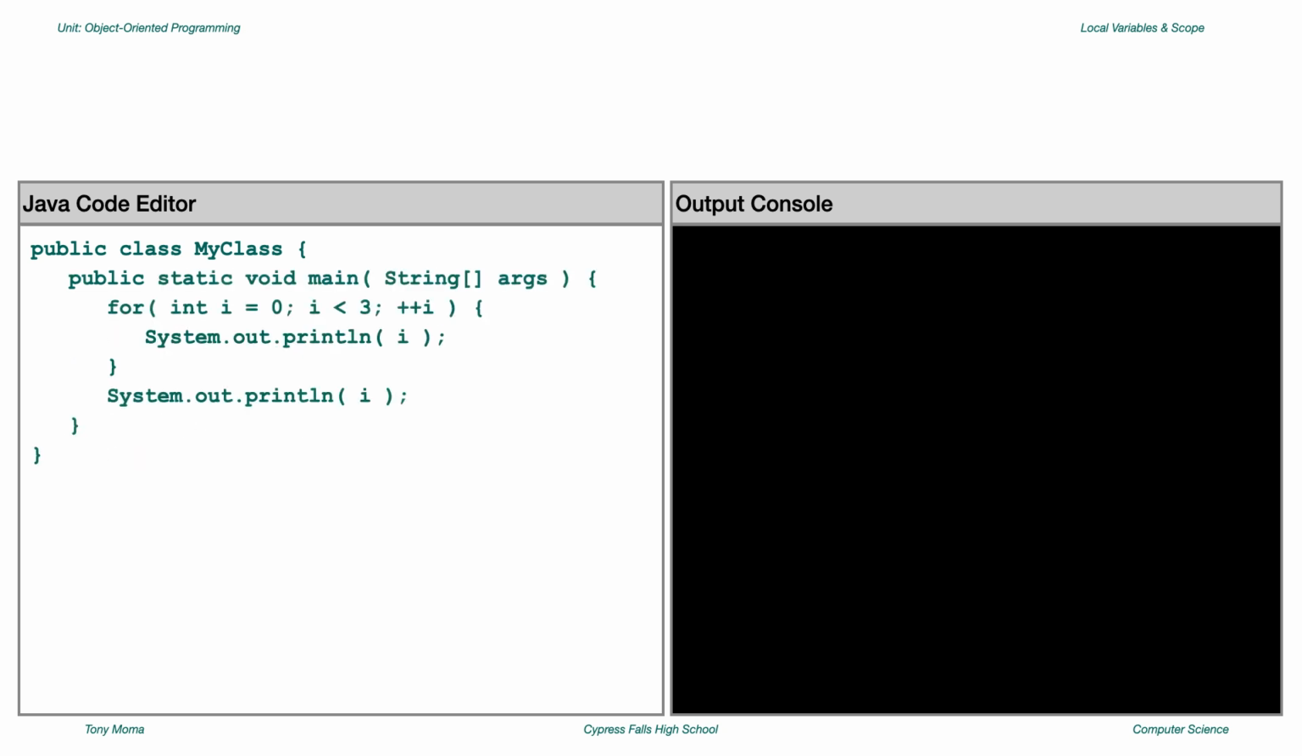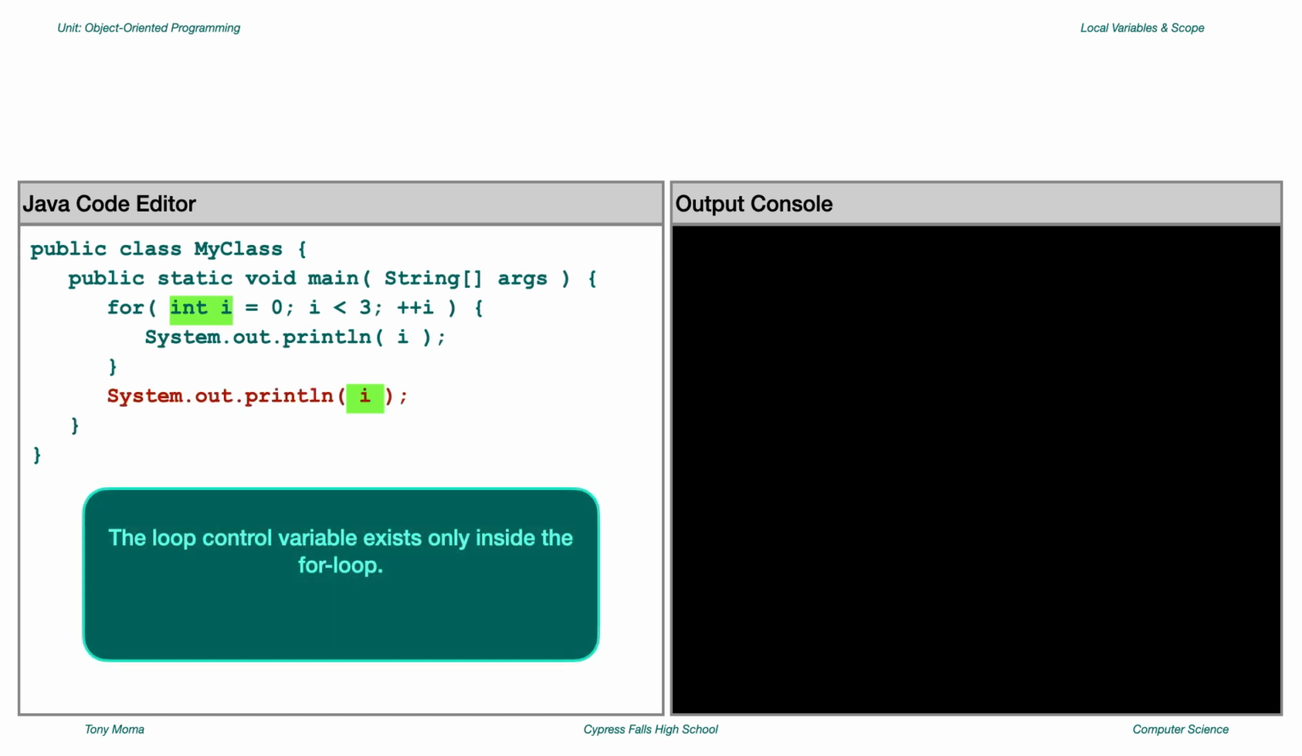Now, consider the following for loop. Inside the for loop header, we declare the loop control variable named i. Then after the for loop, we attempt to print out the loop control variable i. This code would not compile because the loop control variable exists only inside the for loop. Or in other words, its scope is the for loop. For this reason, we can only use it inside of the for loop.